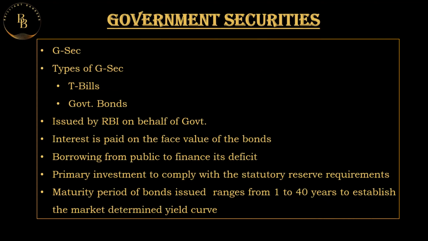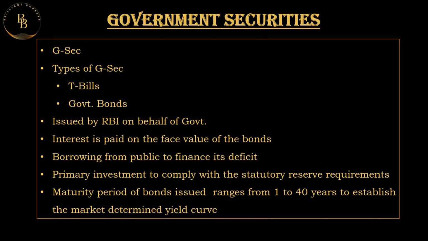Government securities, often referred to as G-Secs, are debt instruments issued by the government of India to borrow money from the public. These are considered one of the safest forms of investment since they are backed by the sovereign guarantee of the government. What are the types of G-Secs?